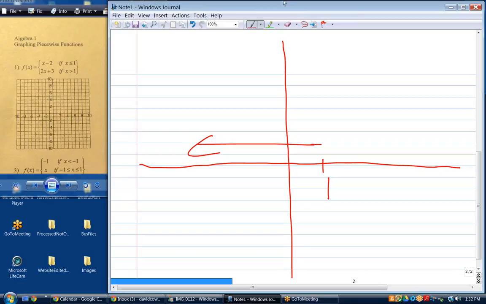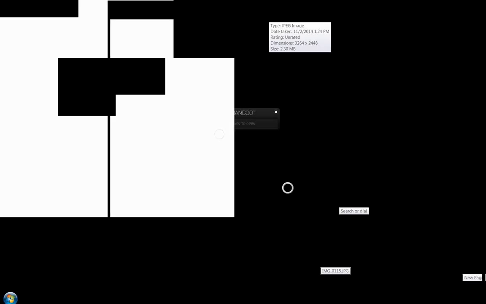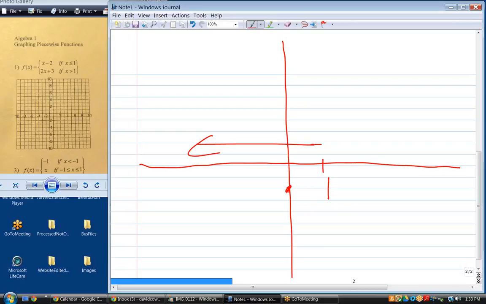Ready. Okay. So everywhere to the left of 1 and even equal at 1, we're going to graph the function x minus 2. So how does that function graph? Where do I start? Minus 2. Okay. What's the slope? It's non-existent. It doesn't have a slope.